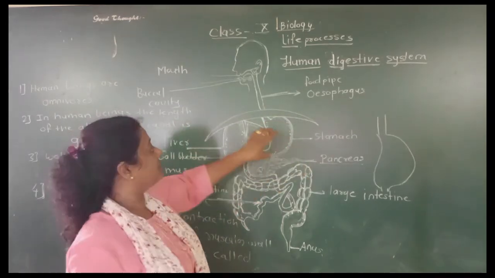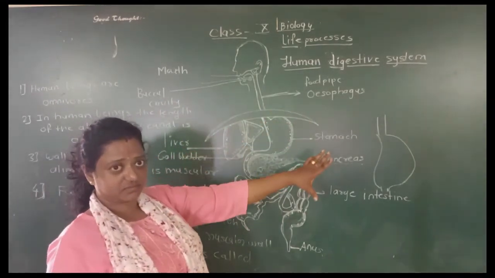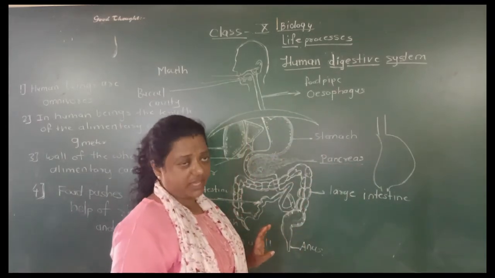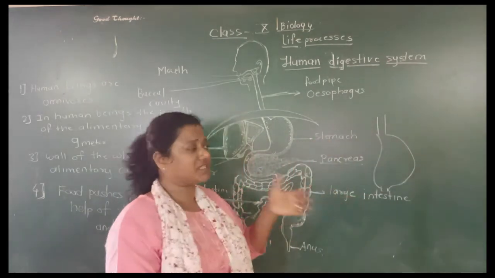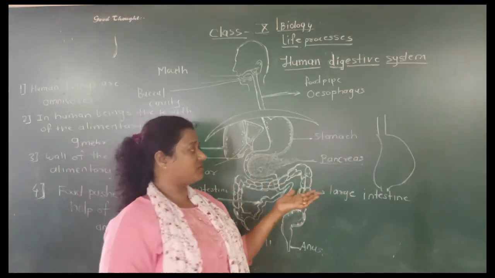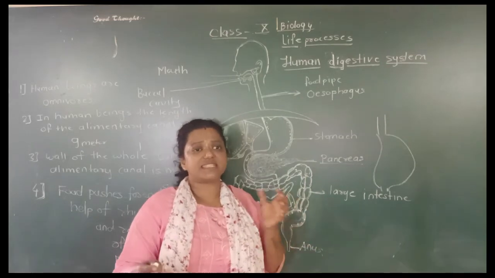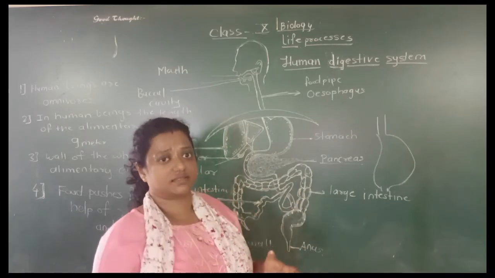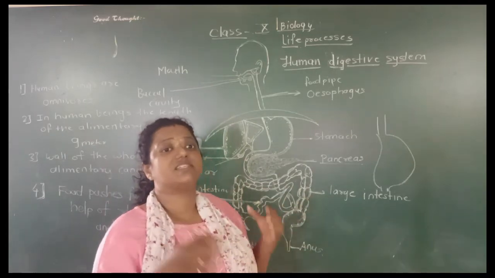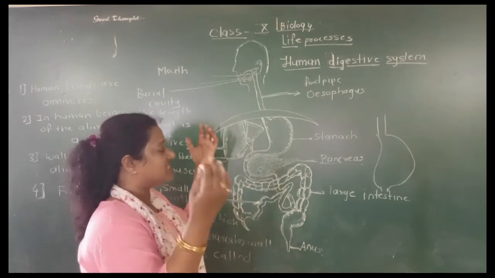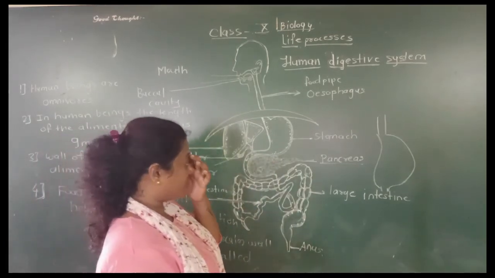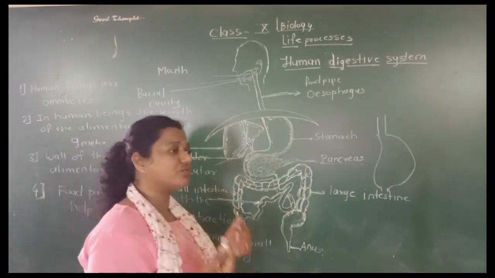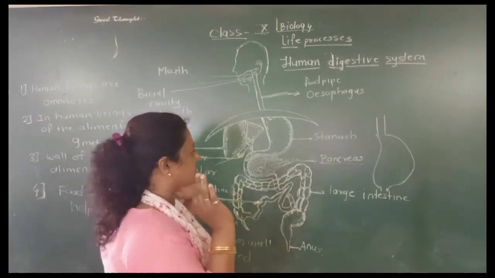At the same time, various digestive enzymes are mixing into the food. If you look towards the stomach, you will see the stomach is continuously moving. That moving process is called the churning process, right? It means digestive enzymes plus food are mixing together, and that process is called the churning process, which is also an important process of the digestive system.